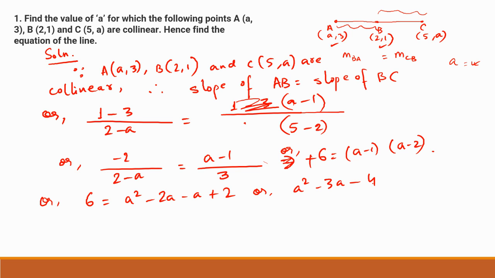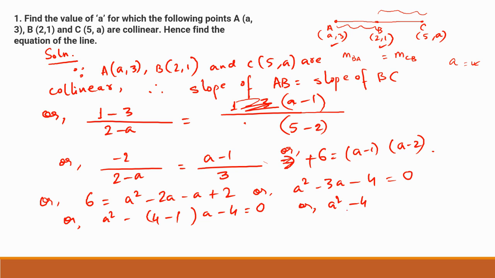minus 4 equals 0, right? Minus 6 plus 2, okay, and minus 3A, yeah. Or A square minus 3A minus 4 equals 0. So this will give us A minus 4 times A plus 1 equals 0, right?